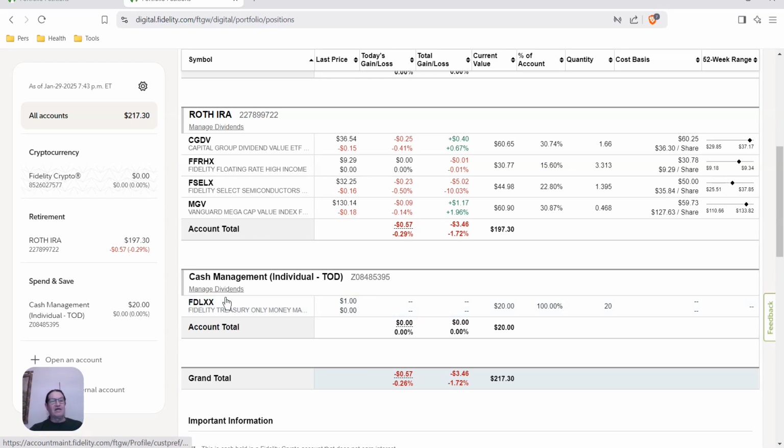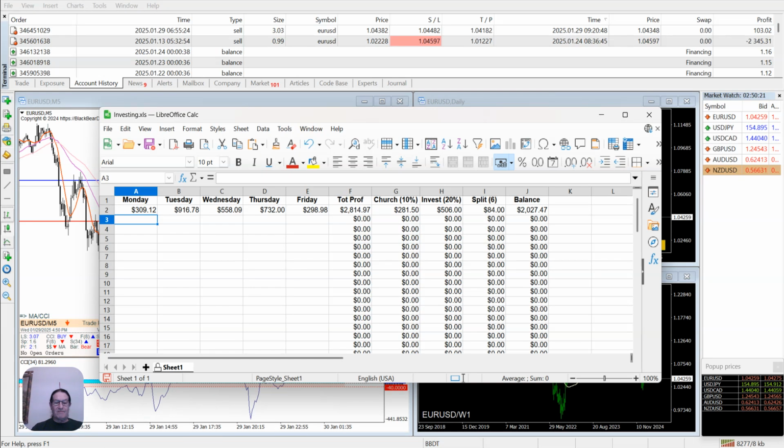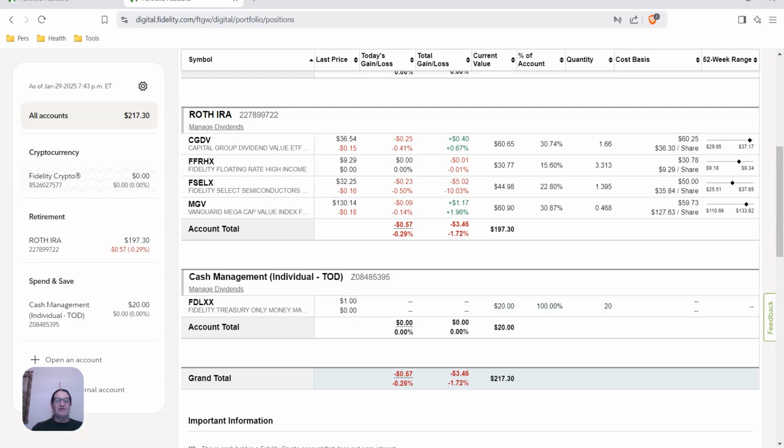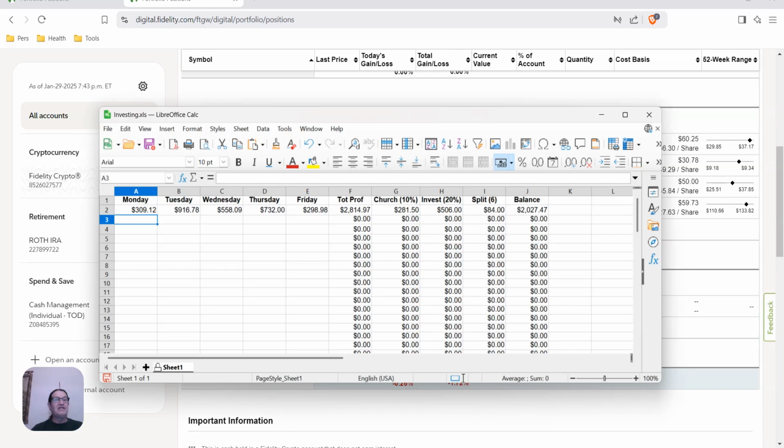FDLXX. Now, again, remember, with the cash management account, the $84 will be listed in the cash management account. Once it's in there, you then have to physically go and buy $84 worth of FDLXX shares. So remember that. And that is what the sheet does. And I do this automatically. I do this every day of the week that I trade. And yeah, it totals up and totals up.